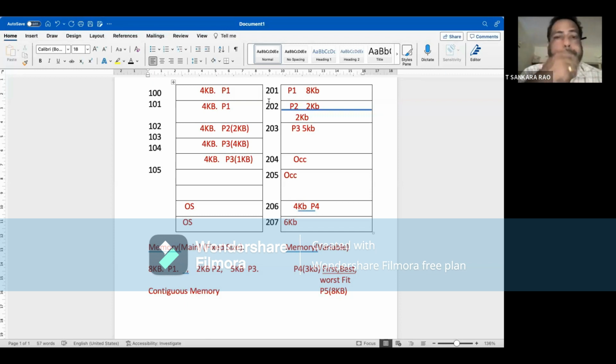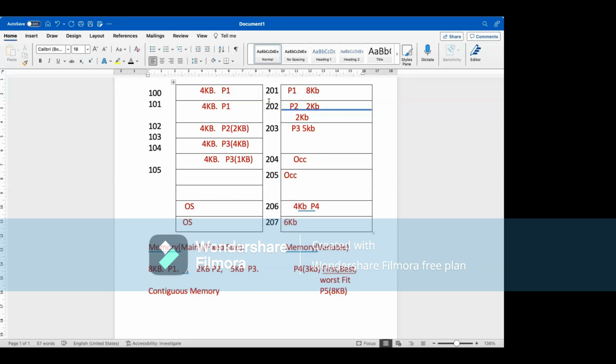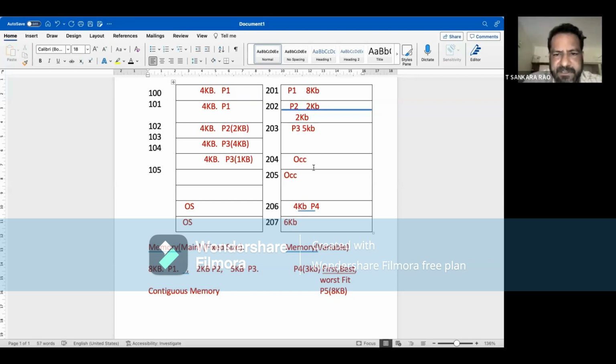Please respond. No, sir. No. So here in the variable size also we are facing one problem. This scheme we have discussed so far is contiguous memory allocation.